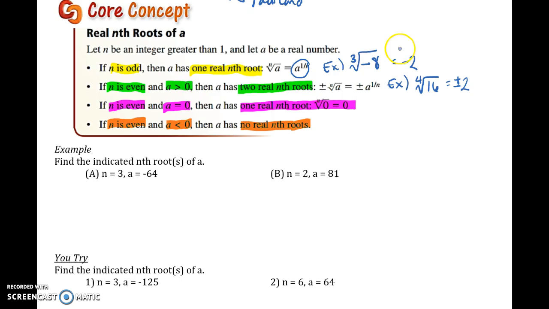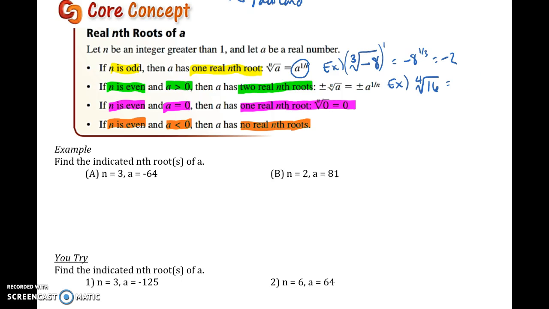But let me back up and show you how to rewrite it as a fractional exponent, and then show you the answer again. So it's -8 to the 1/3, which was again -2. Why is it 1? It's because this entire radical is raised to the first power. That's why. Okay?